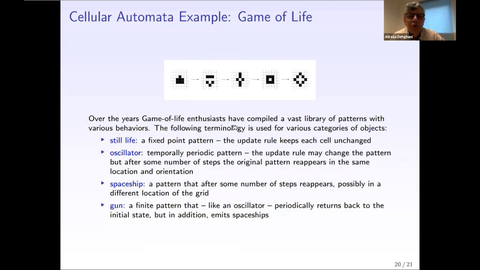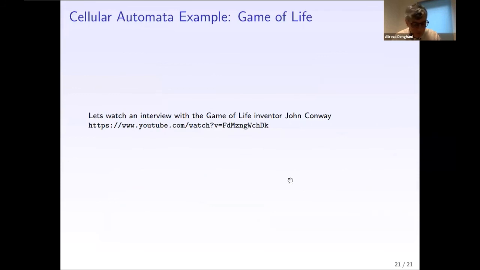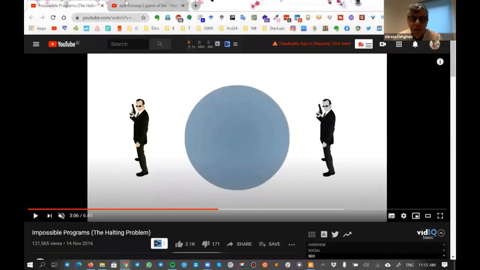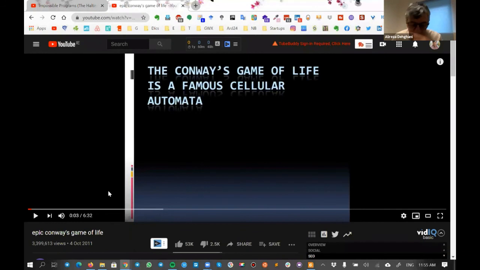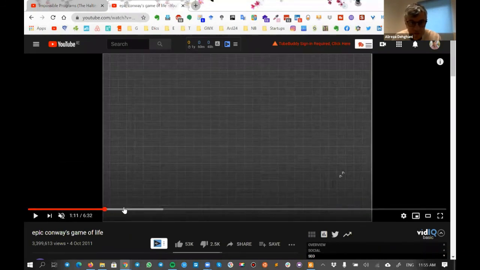There are also situations like still life, oscillator, spaceship, and so on, which you can read about. In a fixed point pattern, the update rules keep each cell unchanged. That's the situation where a specific cell stays unchanged, oscillates, and so on, okay? So that's the story. There is one video here, but I have another more interesting video for you. I will run it for you. That's the explanation, and let's look at the situation.